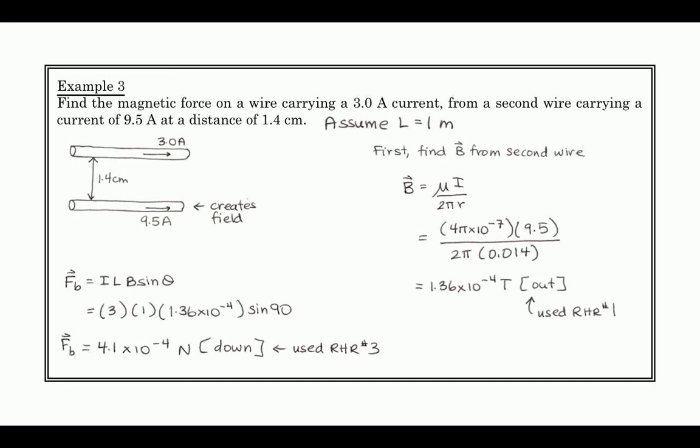And when I make this calculation, I get 4.1 times 10 to the negative 4 newtons, and it's directed down. I used right-hand rule number 3 to solve for that, and I get a force of down. So basically, these two wires are going to be attracted to each other. The upper wire is going to feel a downwards force towards the other wire.